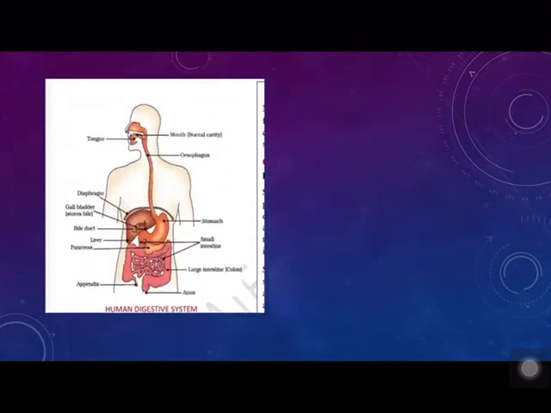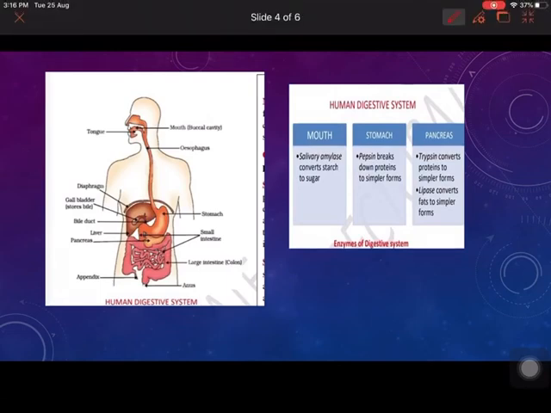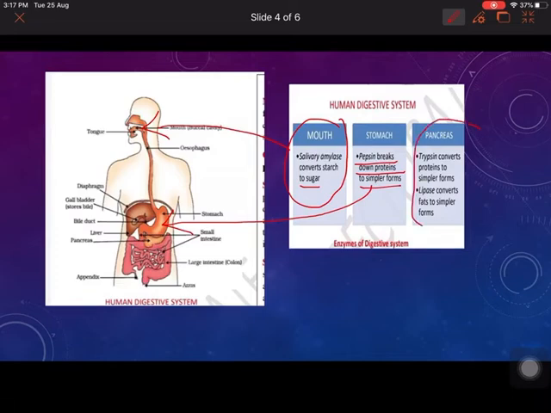Next, you can see the complete picture of your human digestive system. This is the fifth question of your worksheet also, and these are the different enzymes. In the mouth, the enzyme released is salivary amylase, converting starch to sugar. In the stomach, pepsin breaks down protein to simpler forms. In the pancreas, two enzymes are given: trypsin, converting protein to simpler forms, and lipase, converting fat to simpler forms.